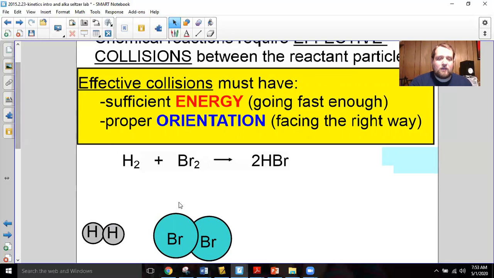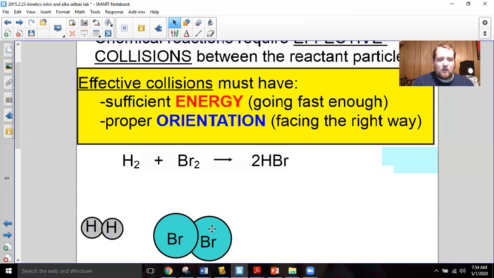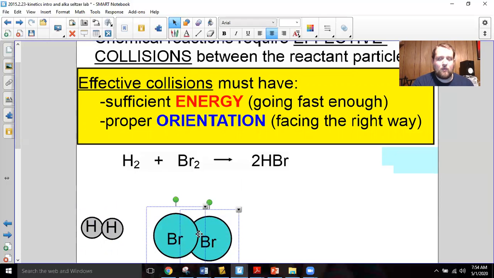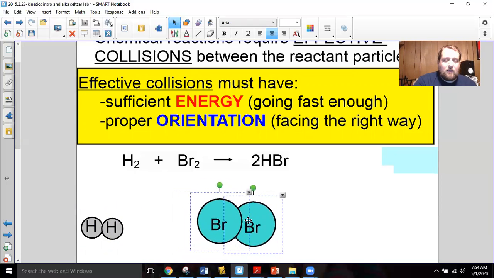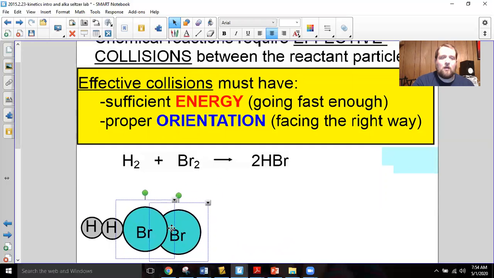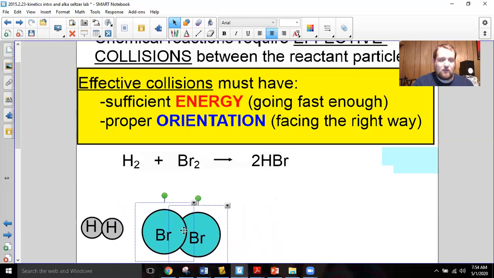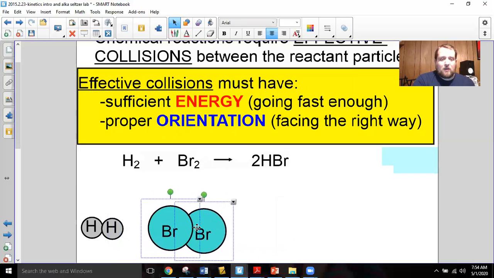So just as a demonstration, an example of what proper orientation means. We have a chemical equation here. This is synthesis of hydrogen bromide. So we have hydrogen, the element hydrogen, which is diatomic, and we have the element bromine, which is diatomic. And if they approach each other from this angle, they would just bounce off. Like this would be an ineffective collision.